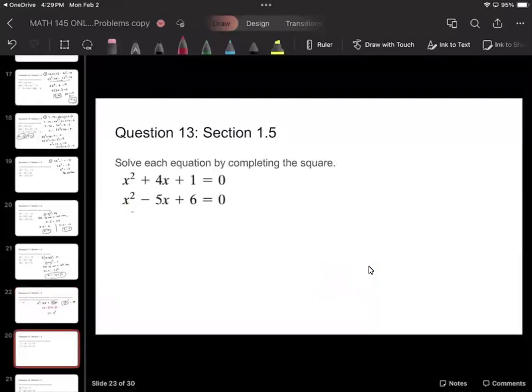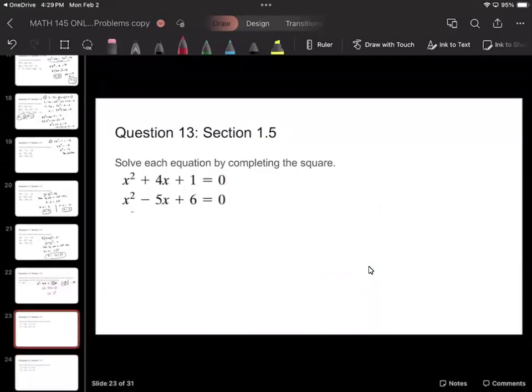Okay, so we're going to do these two by completing the square. So let's do the first one. X squared plus 4x plus 1 is 0. Okay. Your middle term is 4. Take it, divide by 2 and square. So 2 squared is 4. Okay. So basically what you want is this.